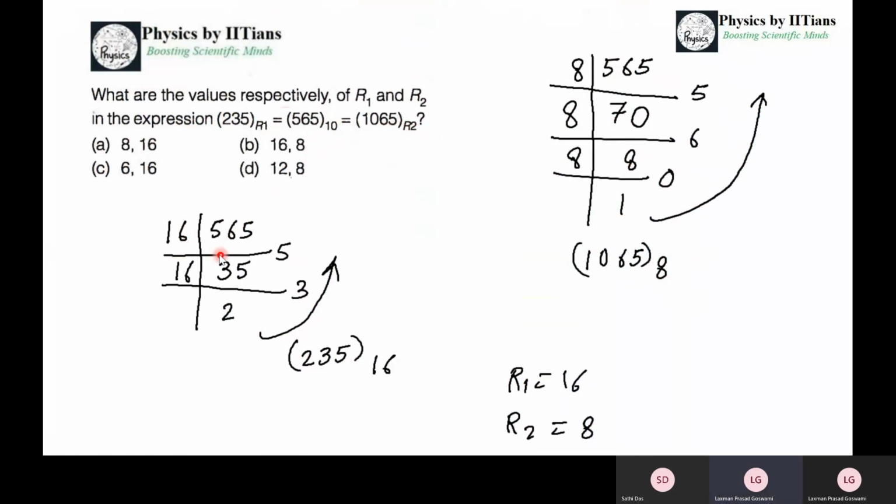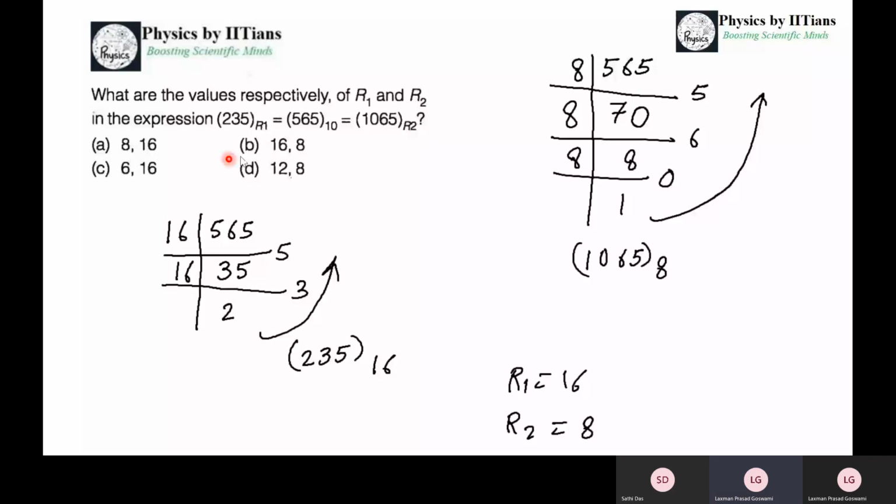Again, let's try to convert this 565 into the hexadecimal number system. We will divide it by 16. So we will have 35 here, 5 as a remainder. Again, divide 35 by 16. We have 2 here and 3 as the remainder. So the conversion in hexadecimal will be taken from bottom to top. We have 235 as the hexadecimal equivalent of 565. So this 235 represents a number in hexadecimal. So R1 will be 16 and R2 is 8. So our answer will be B, 16, 8.